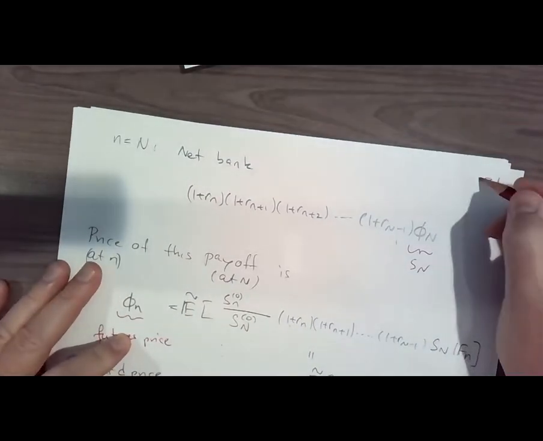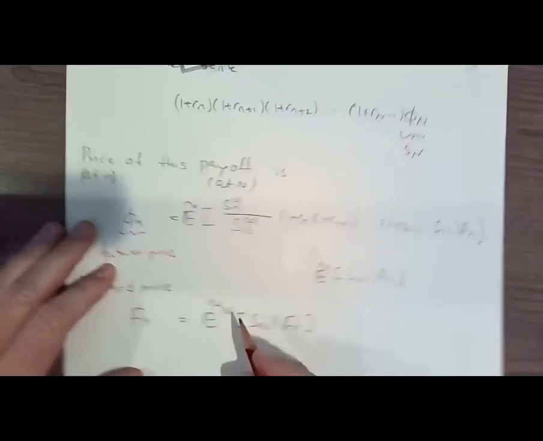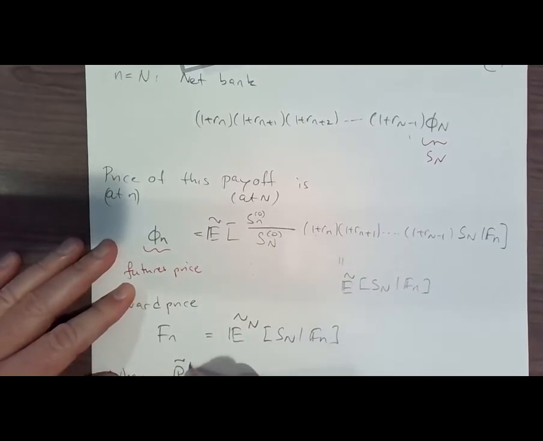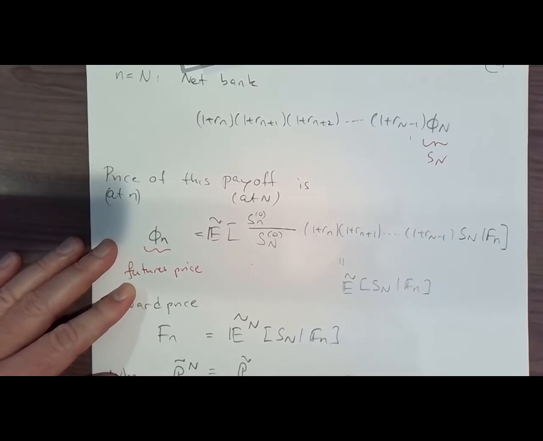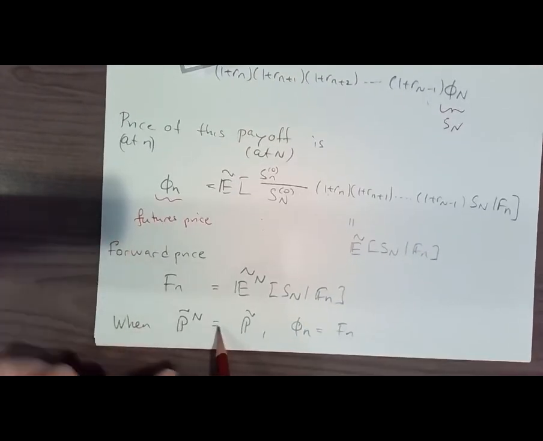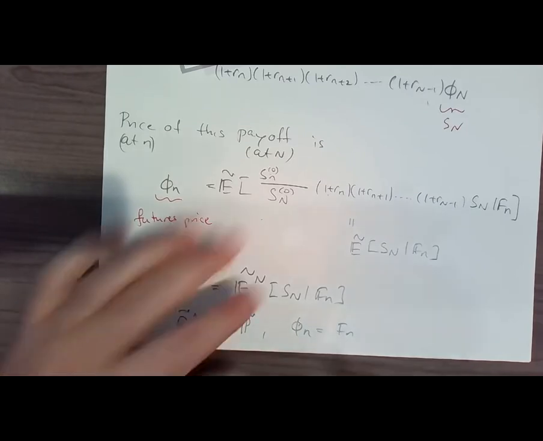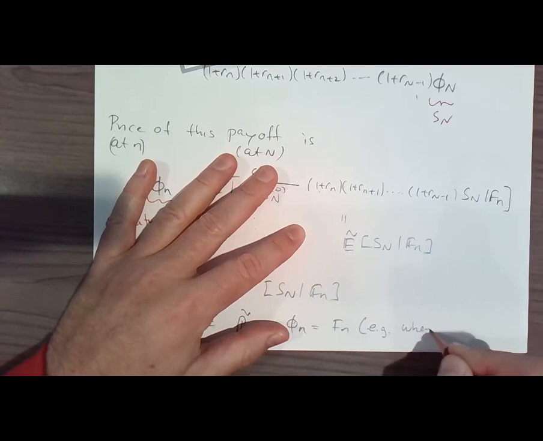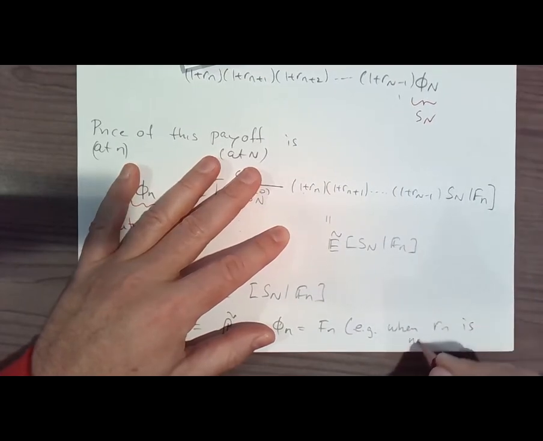And so again, as we talked about before the break, when P tilde n is equal to P tilde, we will also have that phi n is equal to Fn. And this happens when you have non-random interest rates, so for example when Rn is not random.